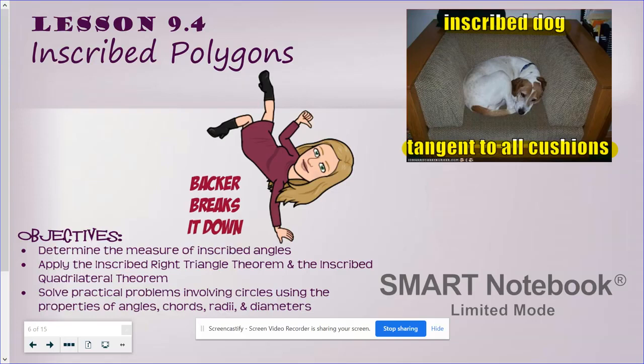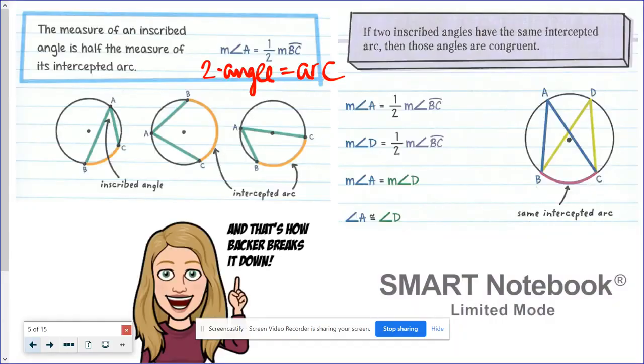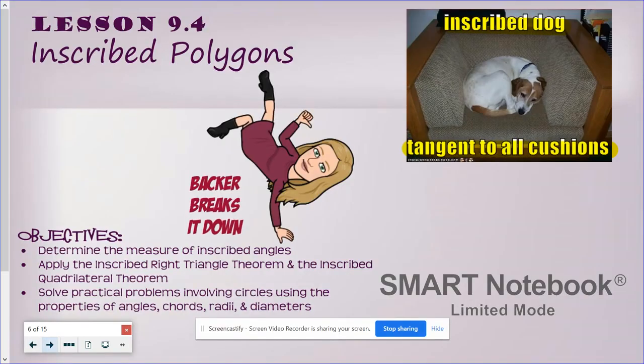Today I want to talk to you about inscribed polygons. So in our previous lesson, we talked about inscribed angles. So I'll just go back to that. An inscribed angle is an angle whose vertex is on the circle. We discovered that when it comes to inscribed angles, the measure of an angle is equal to half the measure of its intercepted arc. So now I want to apply that idea to polygons.